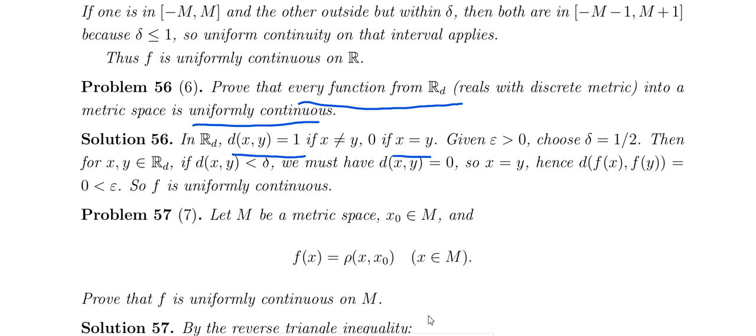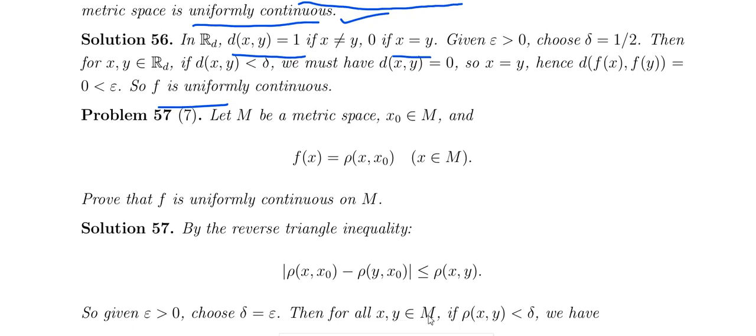So for the given epsilon greater than 0, choose delta equal to 1 by 2. Then for x comma y belonging to Rd, d of x comma y less than delta implies d of x comma y equals 0, so x equals y. Therefore d of f of x comma f of y is equal to 0, which is less than epsilon. Therefore f is uniformly continuous. So every function from Rd to any metric space is uniformly continuous.